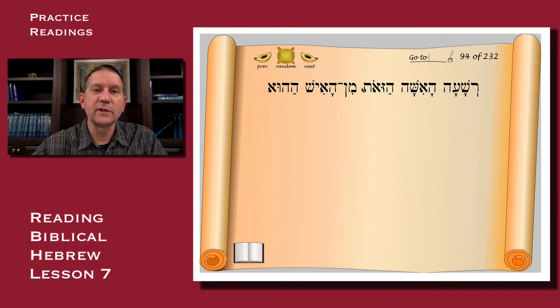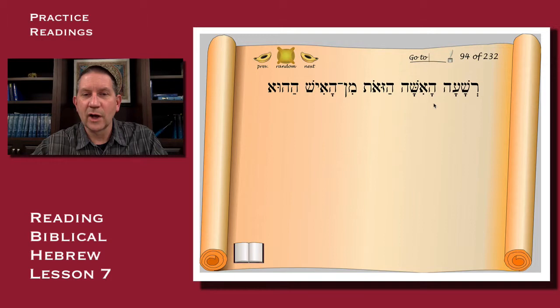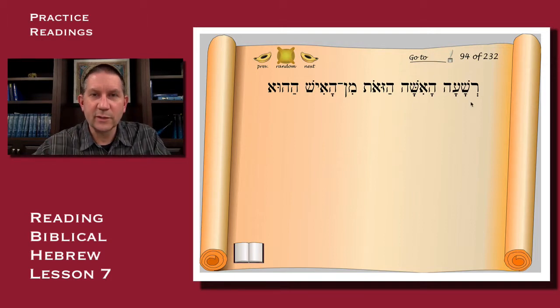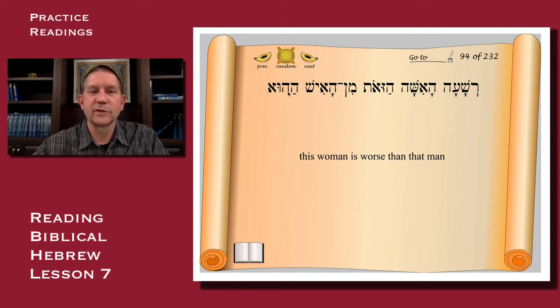Rasha'a, ha'isha, hazot, min. Now I'm pausing on min even though it's tied to the next word with a makef. I'm just doing that for the syntax. We're going to divide our efforts at min. Min, ha'ish, hahu. So rasha'a, ha'isha, hazot. Our noun here is in the middle. So we have a predicate position adjective preceding and an attributive position adjective, which is after. We take this bit together first. This woman is bad, than that man. Right? So hahu, this is attributive position as well, and it is the far demonstrative, whereas zot is the near demonstrative.